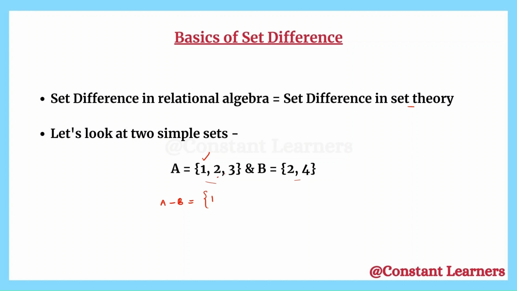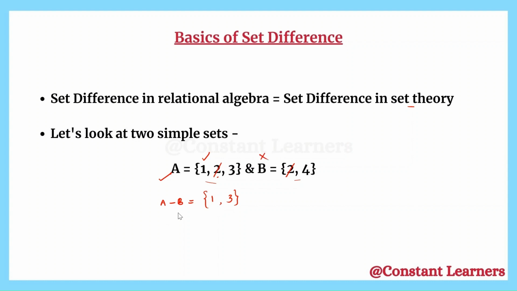This 2 is present in set A as well as in set B. So, this will get cancelled. This 3 is present in set A, which is not present in B. So here we will have 3 as well. All right. So the set difference A minus B is equal to the elements that are present in A but are not present in B.